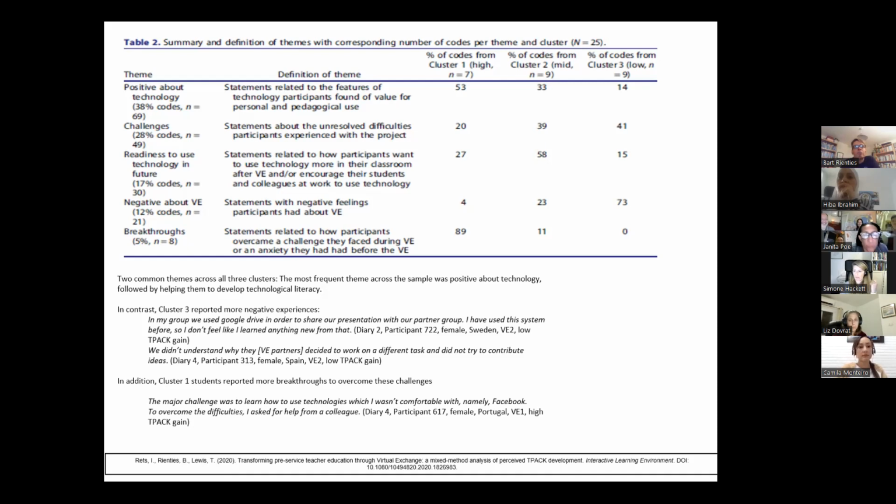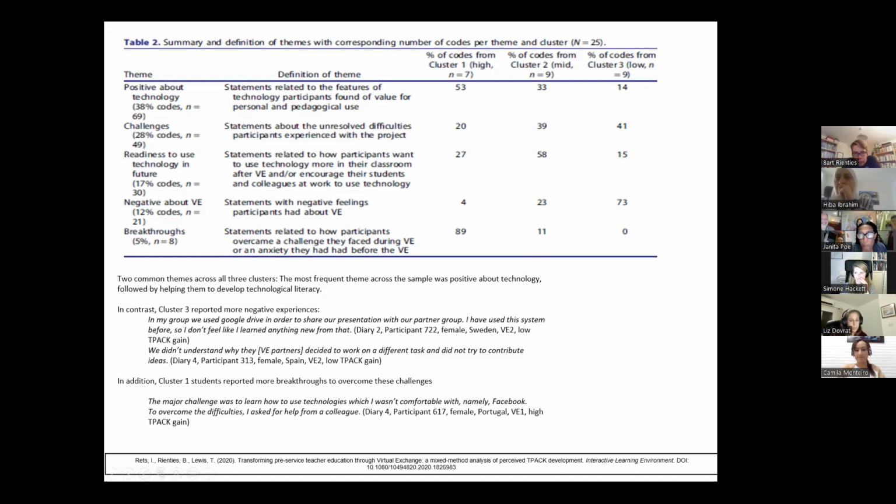And at the same time, for example, we found that these high performing students were in particular managing kind of major breakthroughs in terms of being able to overcome some of the issues. So for example, this student from Portugal, it's again a female, initially didn't feel comfortable with the technology, but once she started to overcome some of these difficulties, she really started to like the use of technology.